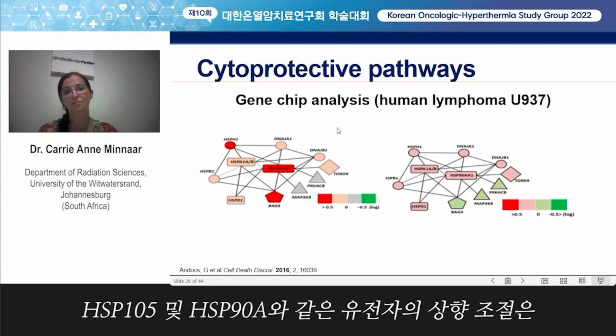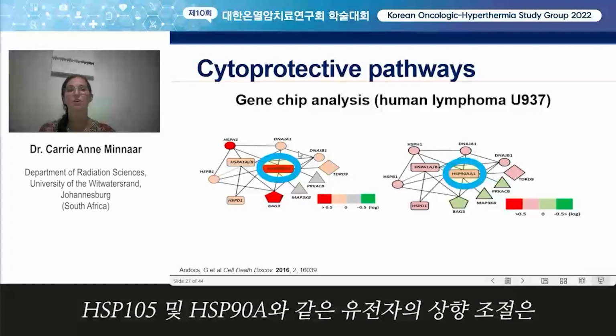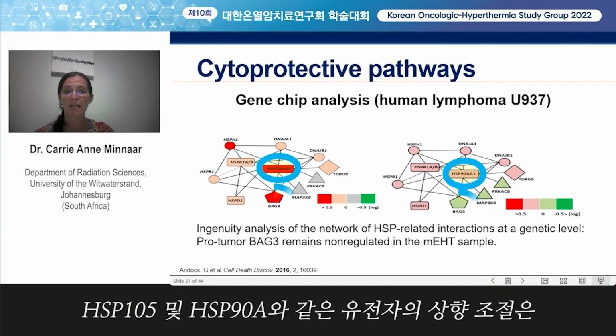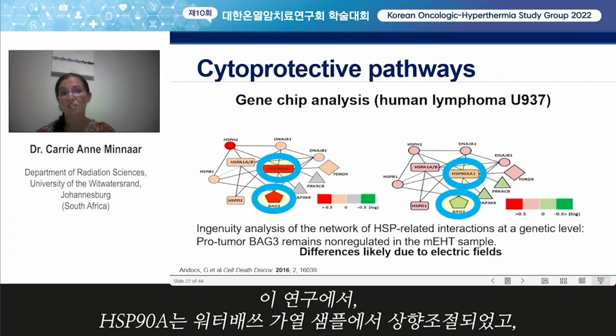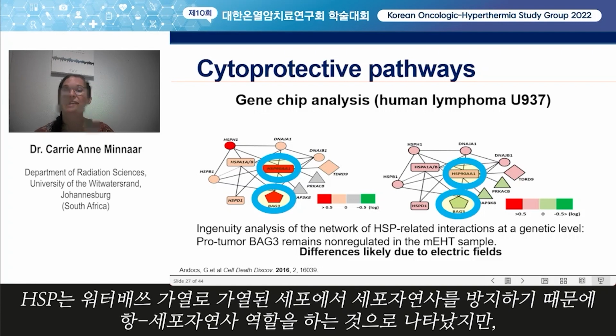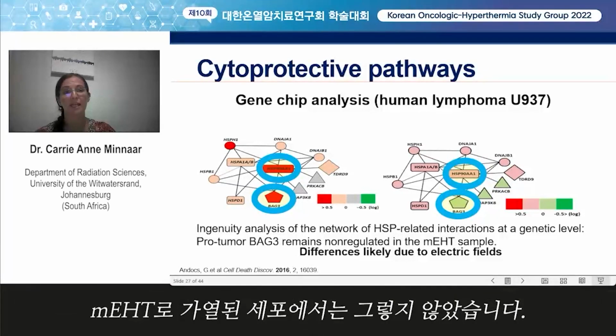The upregulation of genes such as HSP105 and HSP90A has been shown to block apoptosis by interfering with caspase activation. In this study, HSP90A was upregulated in the water-heated sample, and the HSPs appeared to play an anti-apoptotic role as they prevented apoptotic death in the cells heated with water bath heating. They did not play the same anti-apoptotic role in the MEHT samples.